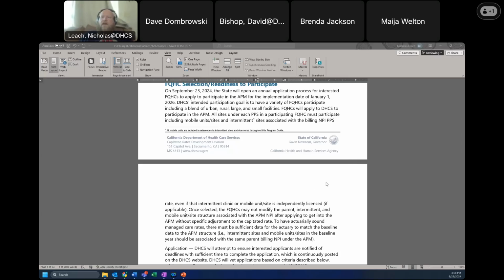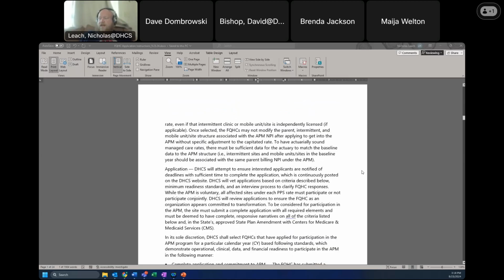If you have a site that has a $250 PPS rate and 3 associated intermittent clinics, you're applying for that parent and the 3 associated intermittent clinics, not for the parent and 1 of the intermittent clinics. That's one key thing to think about when you go to apply for the program. Once selected, the FQHCs may not modify the parent, intermittent, and mobile unit/site structure associated with the APM NPI after applying to get into the APM without specific adjustment to the capitated rate.